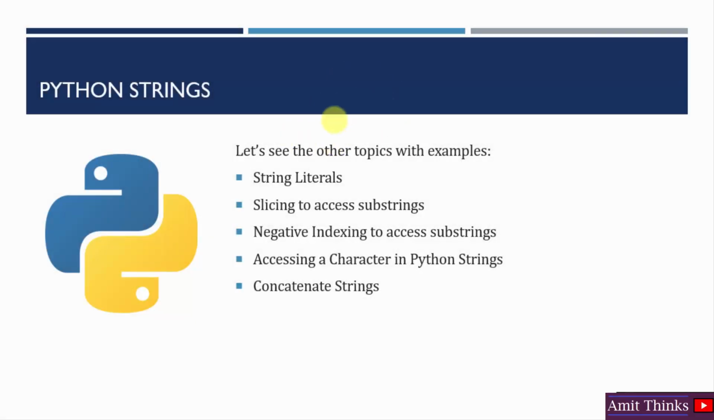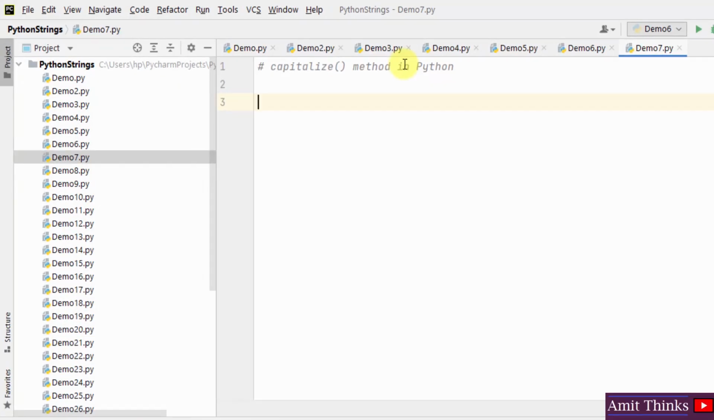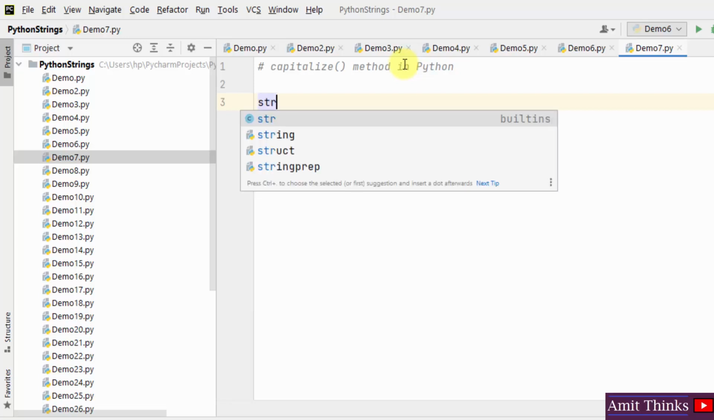Now guys, we are done with these topics: string literal, slicing, indexing and concatenation. Now let us work around the built-in string methods. There are around 40 methods. We will see them quickly. Let's begin. The capitalize method is used to capitalize, that is uppercase, the first letter of a sentence. We will see an example.